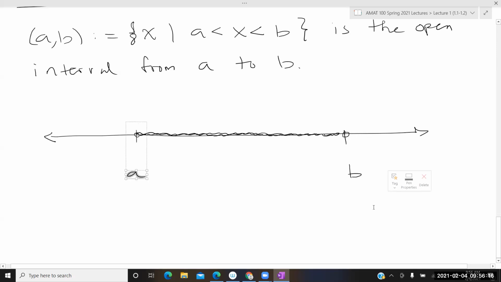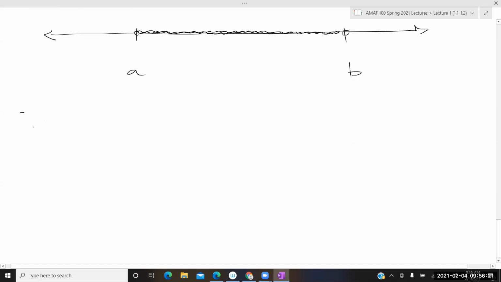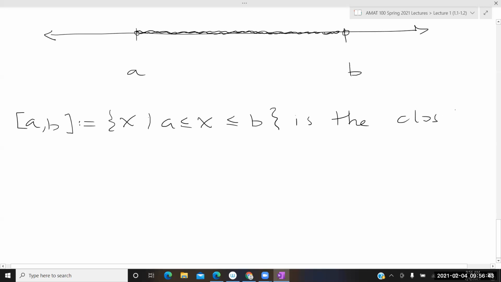On the other hand, there's this other set called the closed set. Again, a very fundamental set in topology. It consists of all real numbers x such that A is less than or equal to x, and x is less than or equal to B. And this is called the closed interval from A to B.